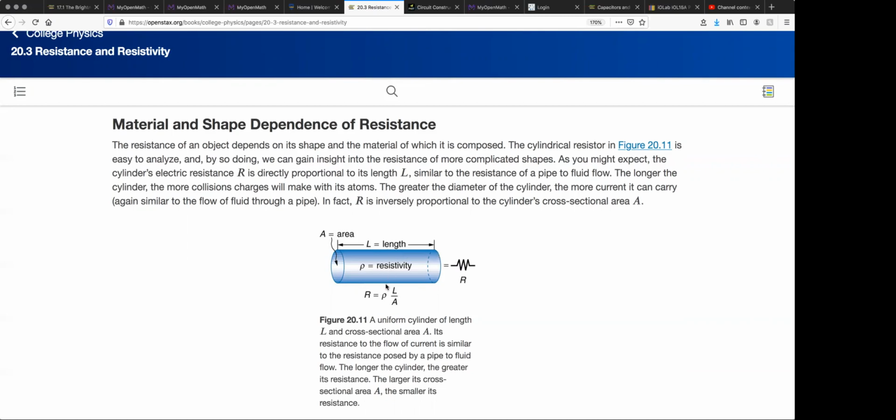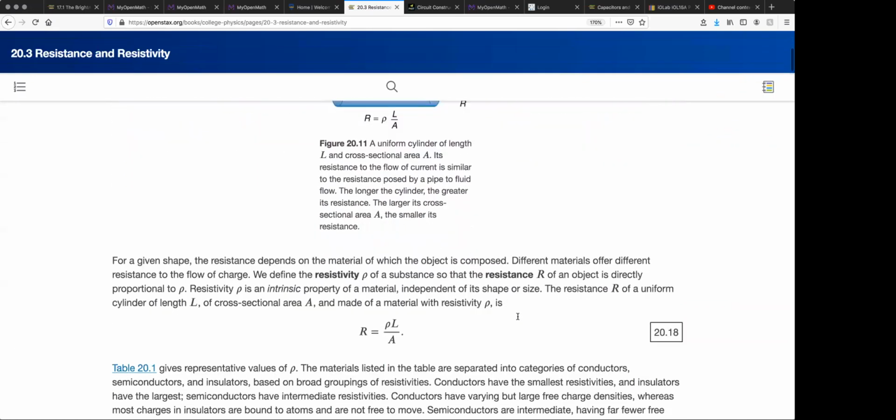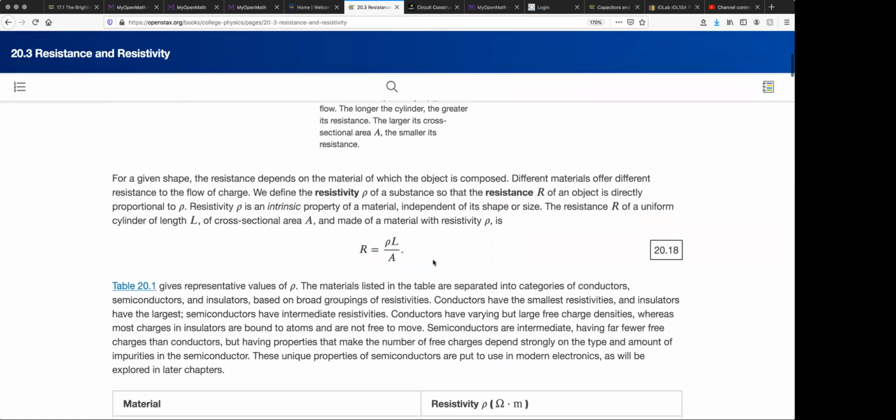That is the rho here. That's not a P, it's a rho for resistivity. And so the resistance of a particular piece of material that has length L, cross-sectional area A, and resistivity rho is rho times L over A. Quite simple. And so you can actually calculate the resistance of wires this way.